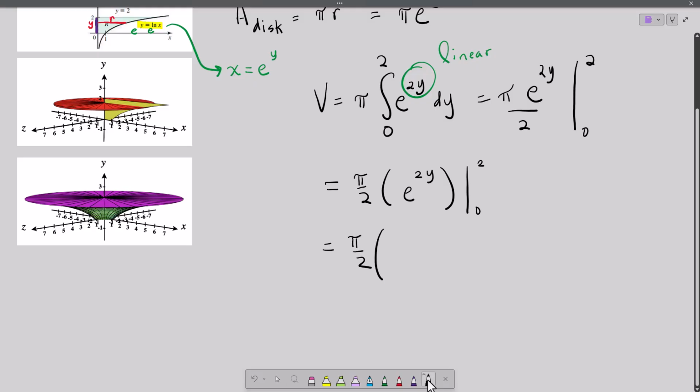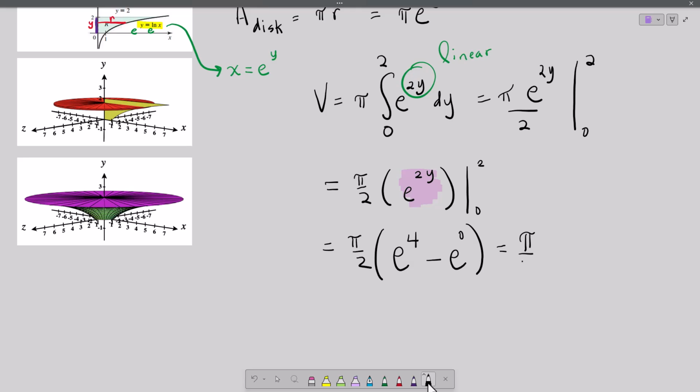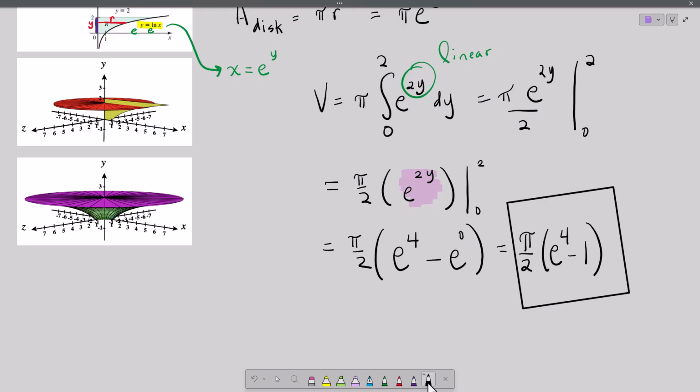All right, so we have our antiderivative piece right here. That's going to get evaluated at the 2, and at the 0, and then we take the difference. That is the fundamental theorem of calculus. So we get e to the 4 minus e to the 0. So we get pi halves multiplied by e to the 4 minus 1. Rotate that. That is our answer.